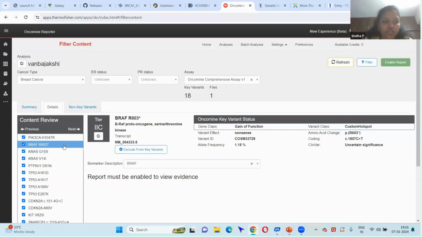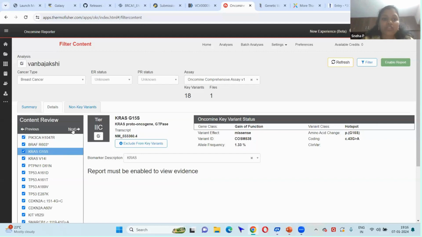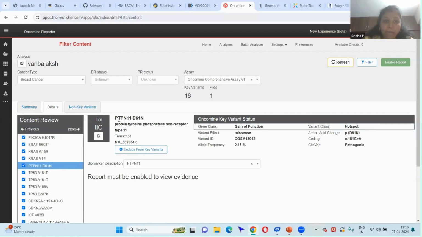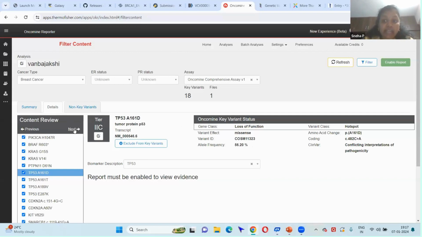I will show you how it is. BRAF is another variant they have seen, but it is very low, so we can't report this. KRAS, very low frequency again. PTPN is also a pathogenic variant, however very low frequency. You can see it is a gain of function. So this may have induced the cancer, but the frequency is too low. We cannot consider it. Okay, TP53.